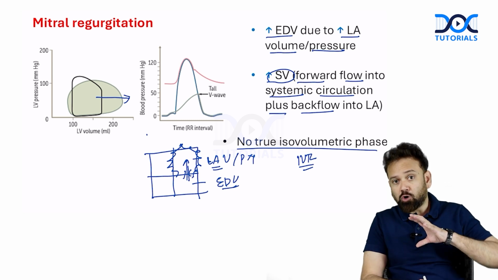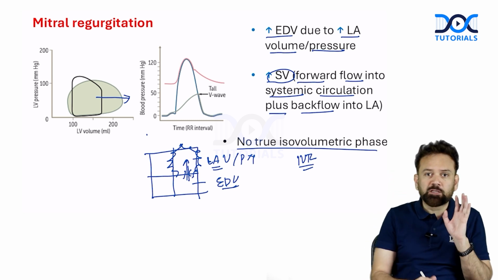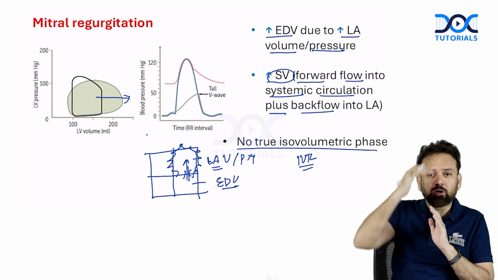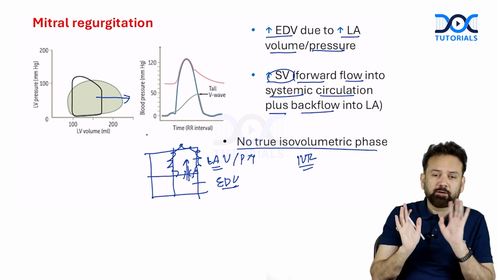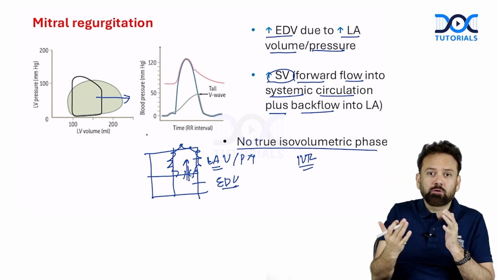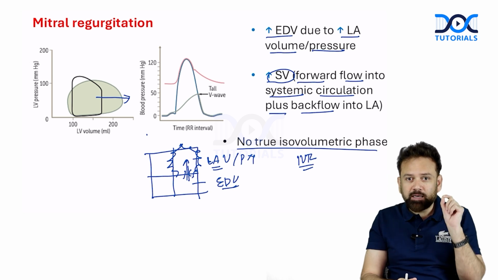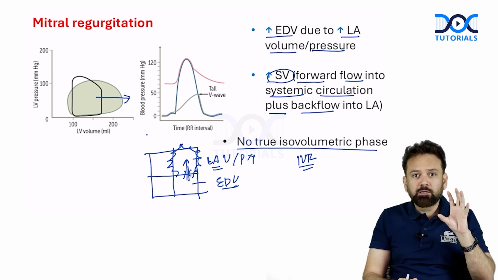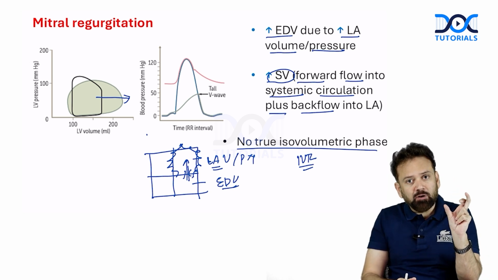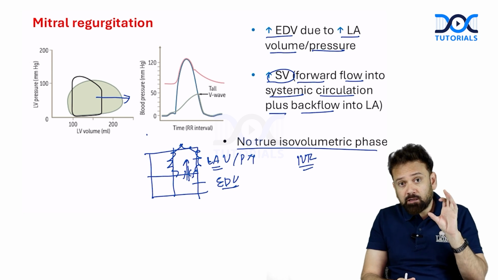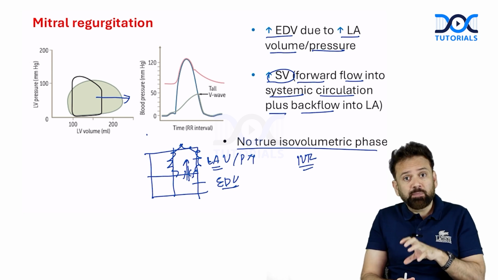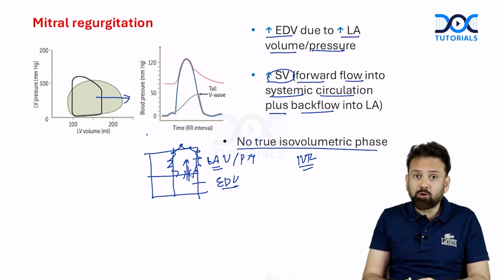I know this topic is very typical. Normally, we study only this much: right shift preload, upward shift afterload, left shift contractility. But this is a bit more. Of course, you will not get a direct question in physiology, but definitely in the clinical science, they will simply tell you about the valvular lesion and the murmur. And this is the physiology which can be asked regarding those murmurs and all those things.